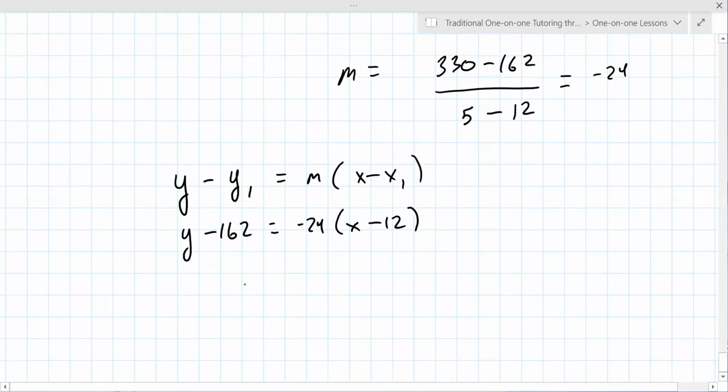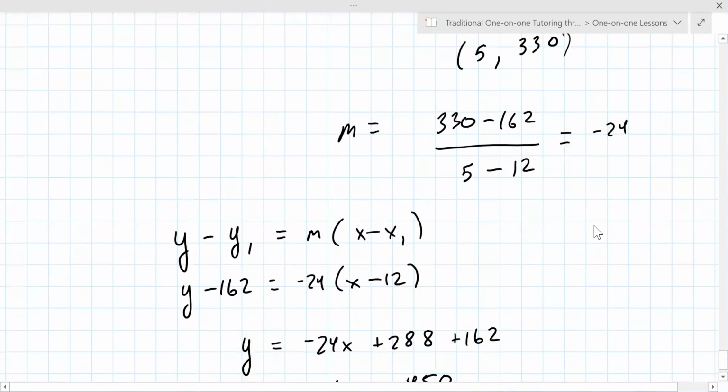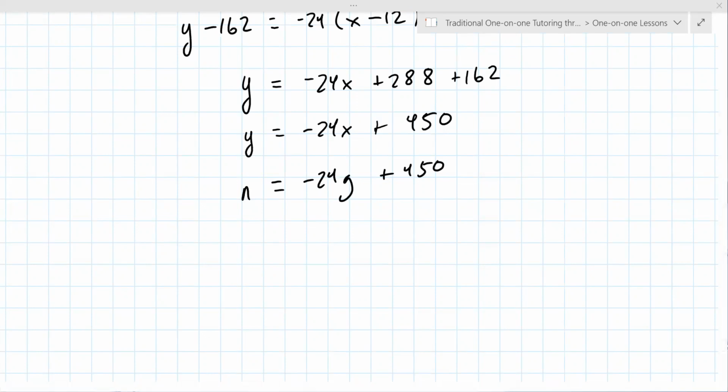And then we want to solve this for y. So minus 24x, minus 24 times 12, that's 288, so plus 288, plus 162. So y equals minus 24x plus, what is that? 450. Yeah. Now when we use the variables g and n, this is n equals minus 24g plus 450. All right, looks good to me. So that's important, you've got to be able to get that. Now we can answer some questions.